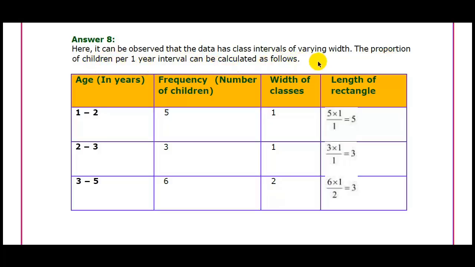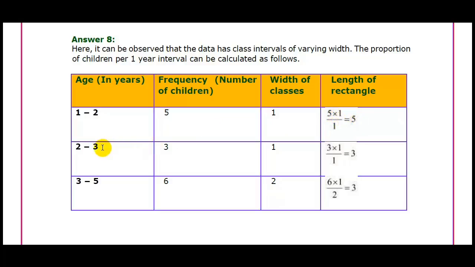So to draw the histogram, we are going to make the class size uniform. First we select the minimum class width, that is 1, and make it equivalent to the class size 1. So the class interval 1 to 2, frequency is 5, width of the class is 1. So the length of the rectangle will be 5 into 1 divided by 1 equal to 5.